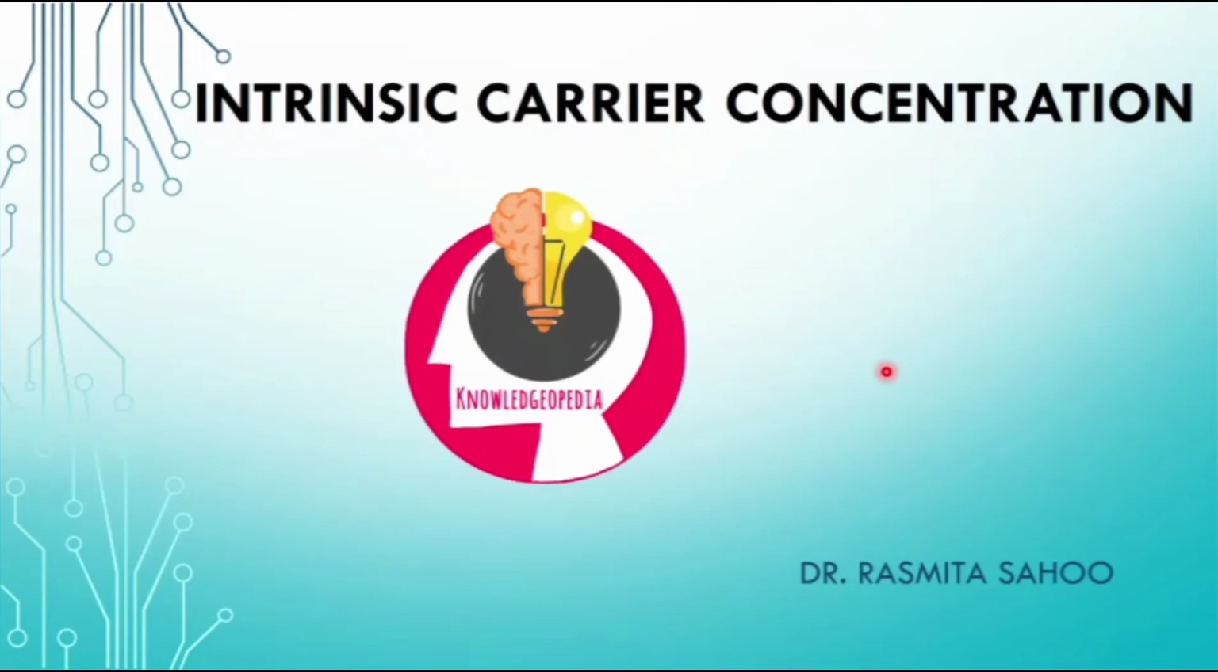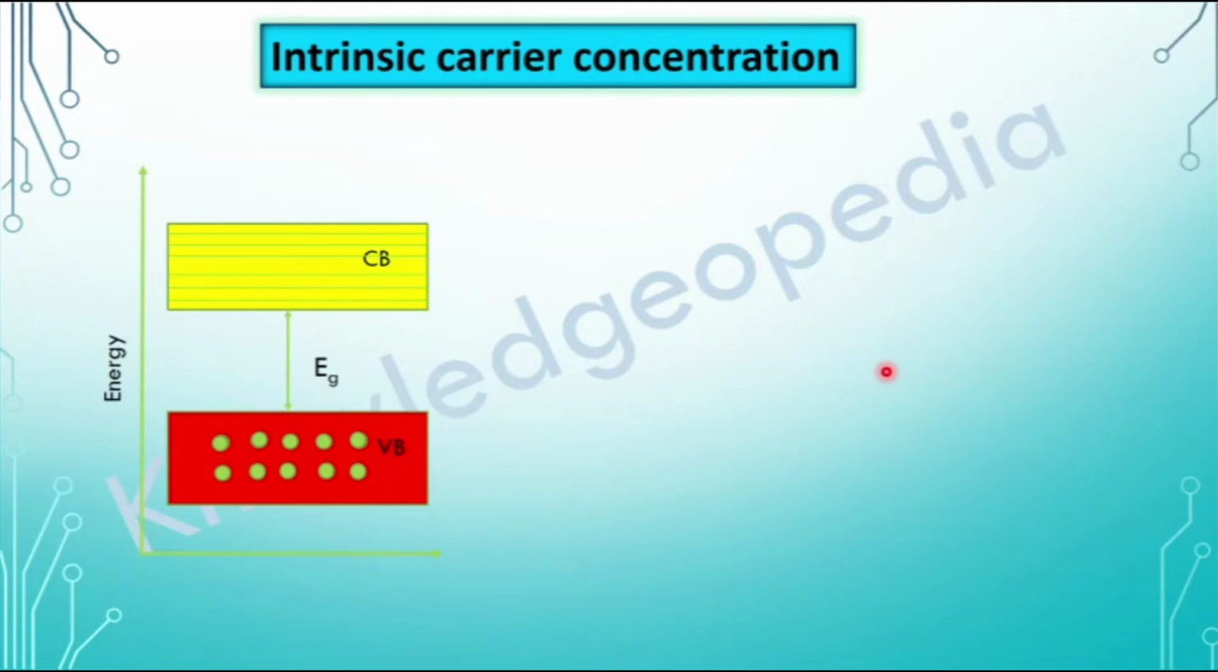Hello students, today we will discuss intrinsic carrier concentration. We have seen that there are two types of semiconductors, intrinsic and extrinsic. Intrinsic are the pure form of semiconductors and extrinsic are doped semiconductors. As we have already discussed, in case of an intrinsic semiconductor, the carriers are due to electron-hole pair generation.